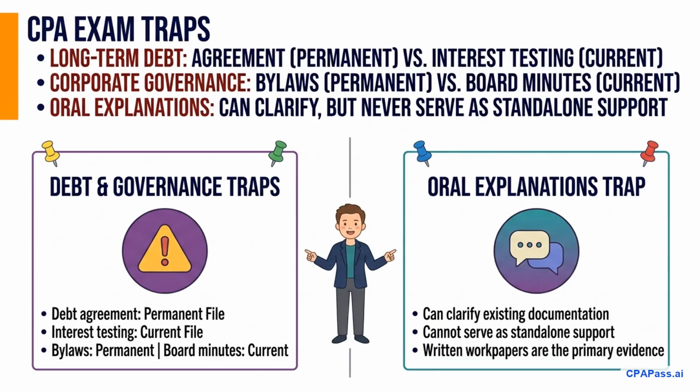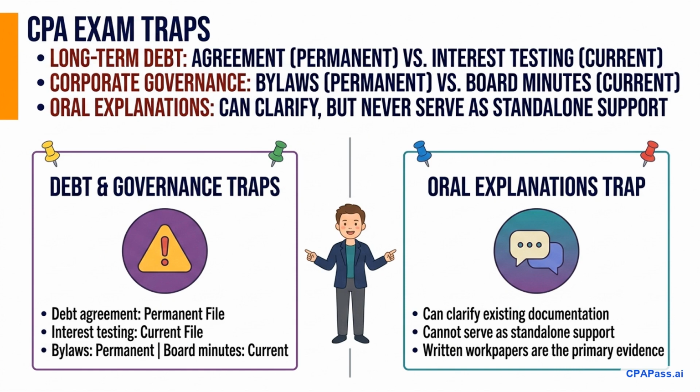The examiners love to test your ability to distinguish between the permanent and current files, and they use two classic traps. First, while a long-term debt agreement belongs in the permanent file, the current year's interest expense testing and debt covenant compliance work papers belong in the current file. Second, corporate bylaws belong in the permanent file, but the current year's board of directors meeting minutes belong in the current file.